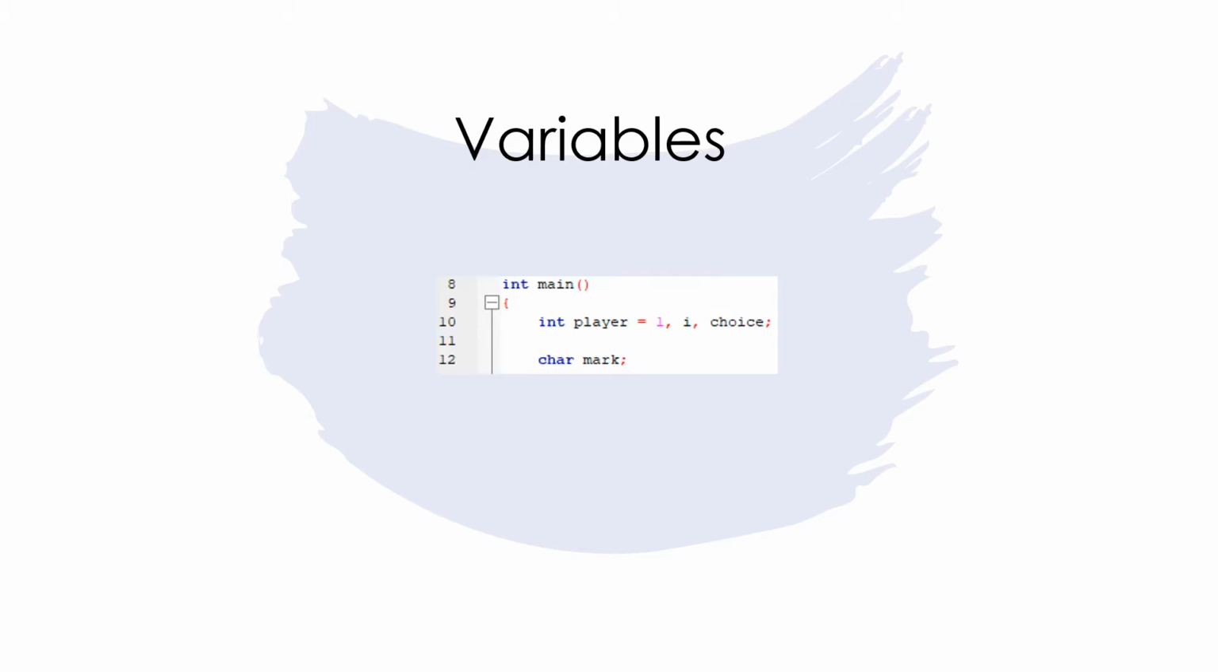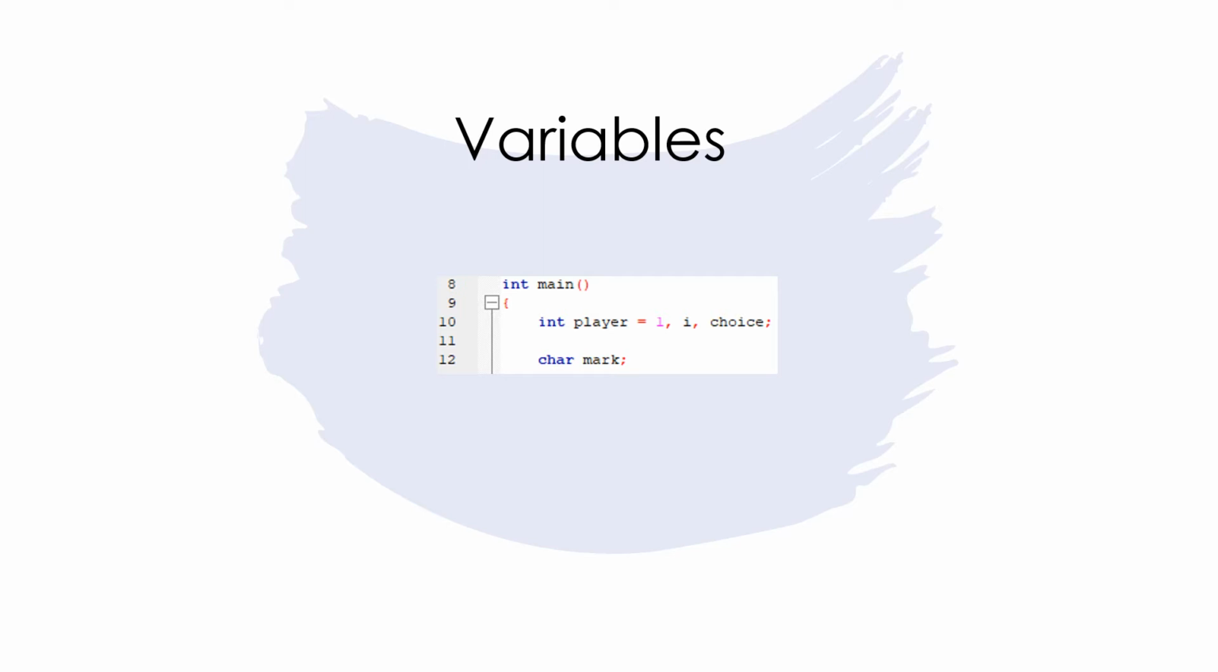The first thing we're going to write in our main function is the declaration of 4 variables. The first 3 are going to be of integer type, player, i, and choice, and the fourth one is going to be of character type, mark. We are also going to assign the value 1 to the variable player. The variable player will store the values 1 and 2 alternatively to help us recognize which player's turn it is and which player wins at the end of the program. The variable choice will store the number of the square that the player selects, and the variable mark will store the X's and O's alternatively. We're going to discuss later what is the function of the variable i.